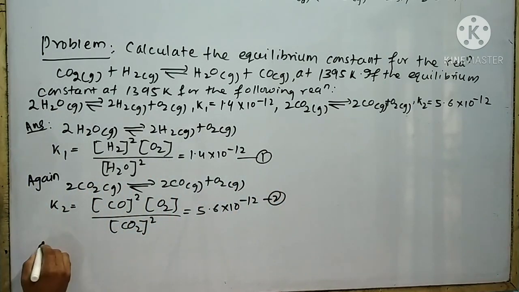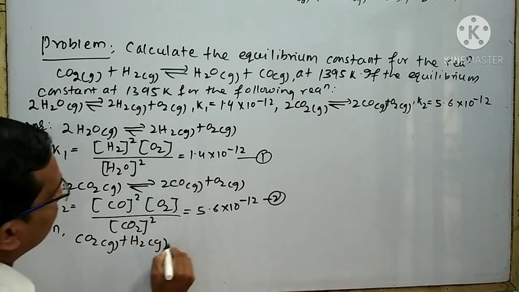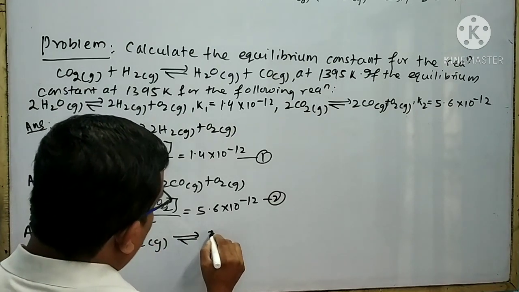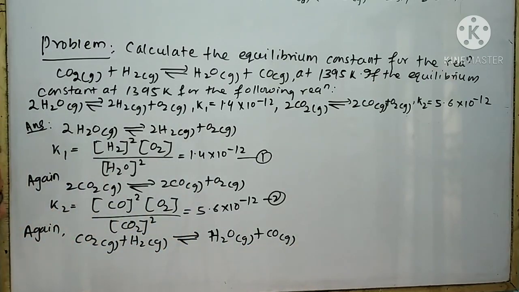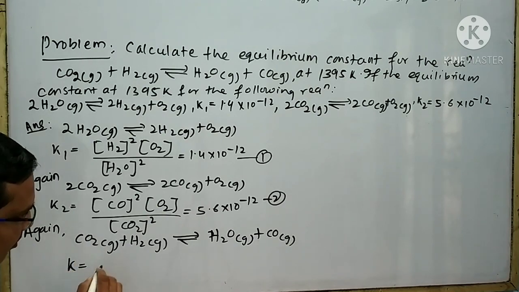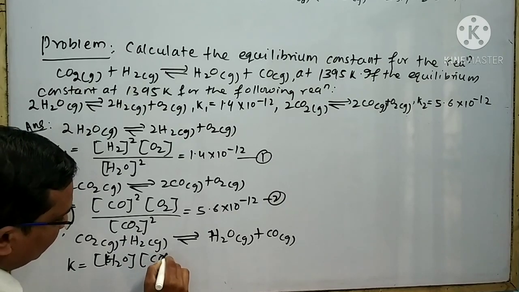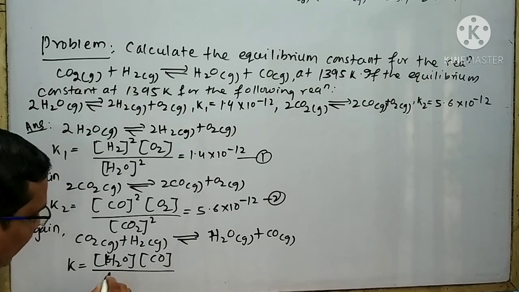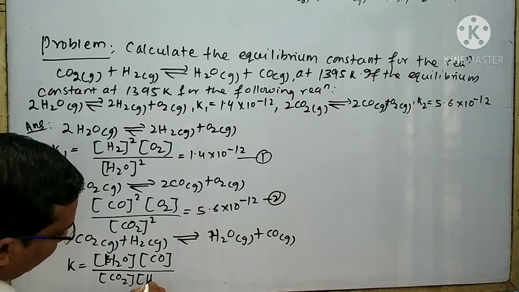Again another equation is given, that is CO2 gas plus H2 gas gives water gas plus CO gas. For this reaction I can write K. Our aim is to find out the value of K. For this reaction I can write K equal to molar concentration of H2O into molar concentration of CO divided by molar concentration of CO2 into molar concentration of H2.